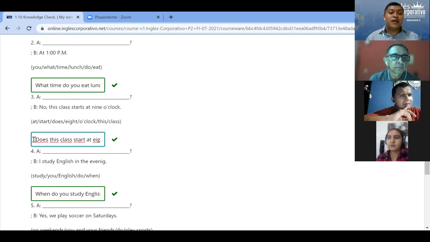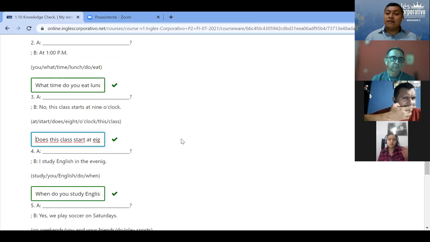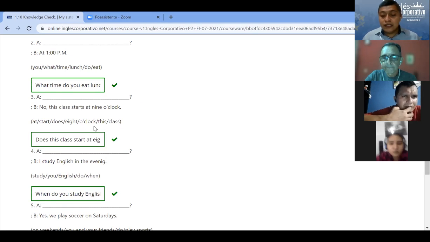Recuerde que tenemos que empezar con una mayúscula. Y en las instrucciones decía que esta vez no necesita agregar el punto final, ya estaba el punto final agregado. Y entonces era, does this class start at 8 o'clock, ¿verdad? Puede ser que acá en el o'clock, en lugar de apóstrofe, le haya escrito acento. Entonces tenemos que tener cuidado en eso. Tiene que ser el apóstrofe, ¿verdad?